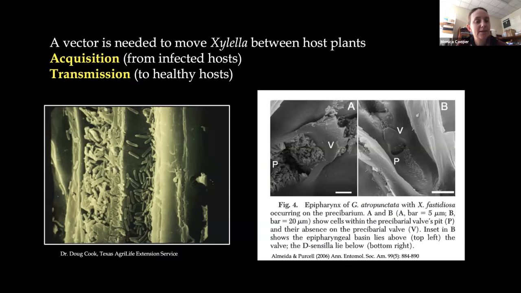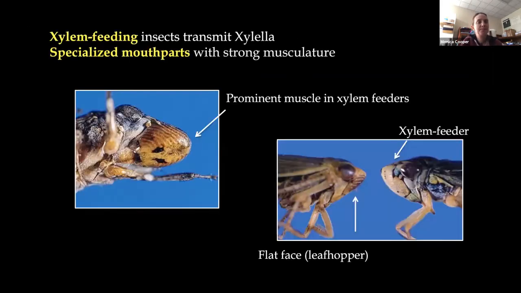In order for Xylella, because it's within the xylem, to move between hosts, it requires a vector. And in that case, this vector are a suite of insects, and they feed on infected hosts, pick up the bacterium. It's in their mouth parts, which you can see here. And then as they feed on a healthy host, they're able to transmit. So the bacterium then moves out of their mouth parts and into the xylem of a healthy host.